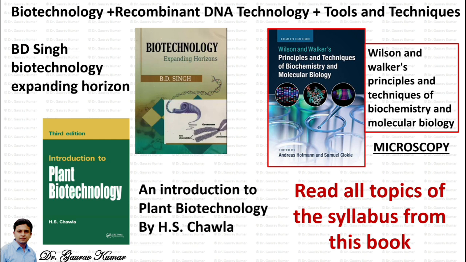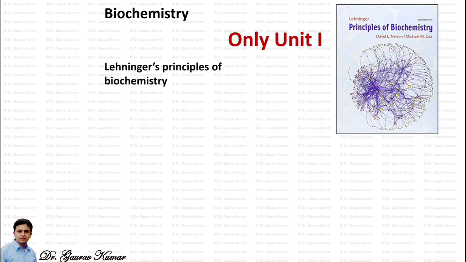So again, I suggest you don't read cover to cover. Just read all the topics of the syllabus from this book. Next we have biochemistry. Yes, one and only, Lehninger's Principles of Biochemistry. But again, I will tell you to read only Unit 1 of this book, nothing else.